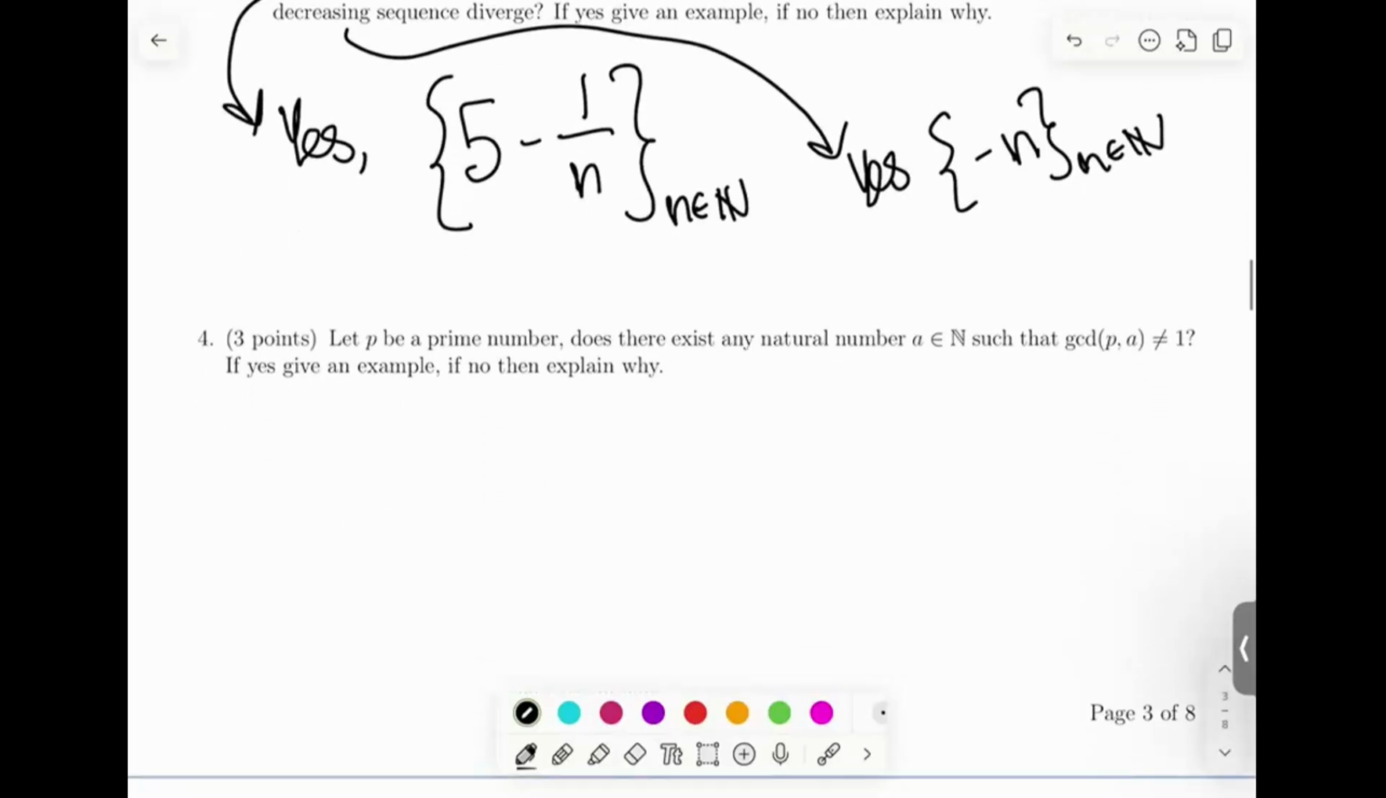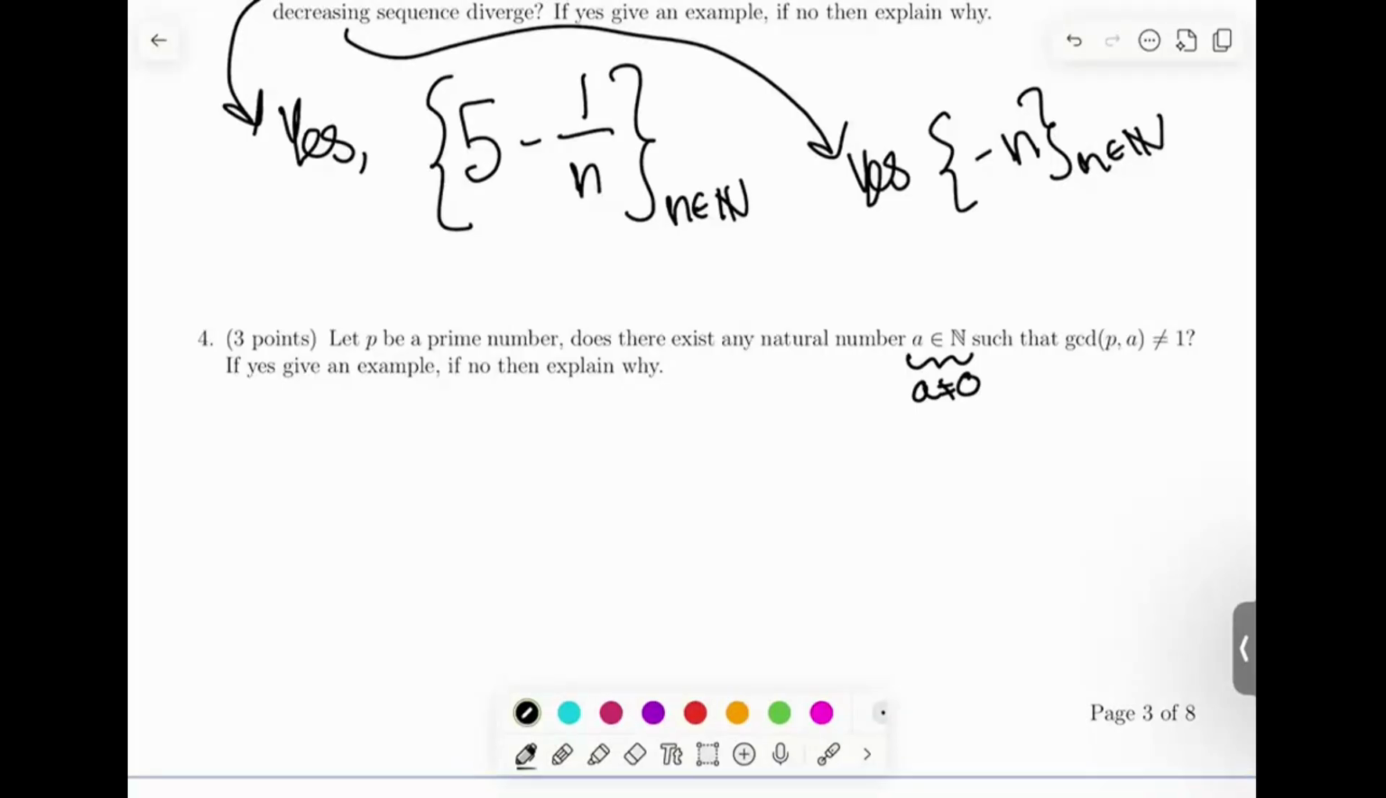Okay. Let P be a prime number. Does there exist any natural number A such that GCD of P and A is not one? And remember, when I talk about natural numbers here, I don't mean 0. I mean some positive integer.